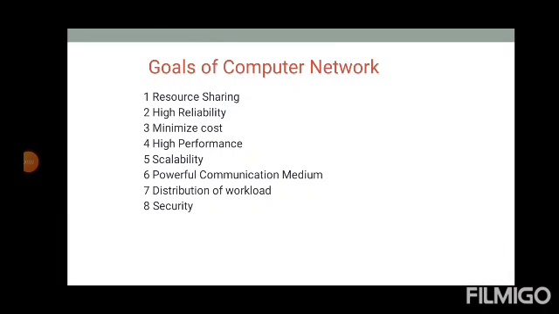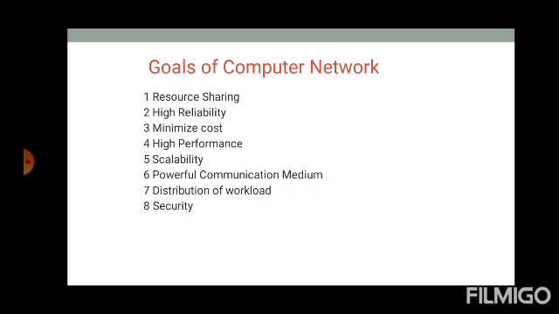Then goals of computer network. There are many goals in computer network. First is resource sharing, high reliability, minimize cost, high performance, scalability, powerful communication medium, distribution of workload, and security. Then we will see one by one. First is resource sharing. It is the main goal of computer network. This goal is to provide all programs, data, and hardware available to everyone on the network without regard to the physical location of resources and users. In short, to provide sharing of resources such as information or processors.